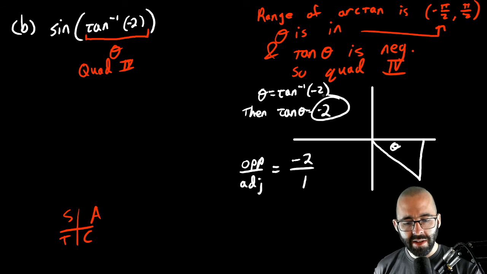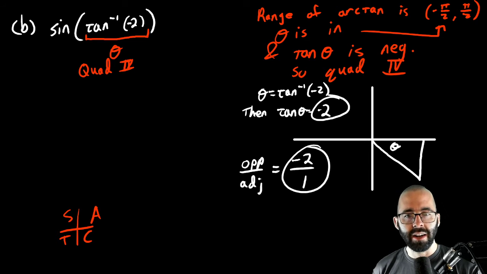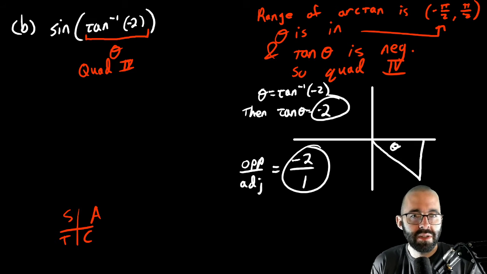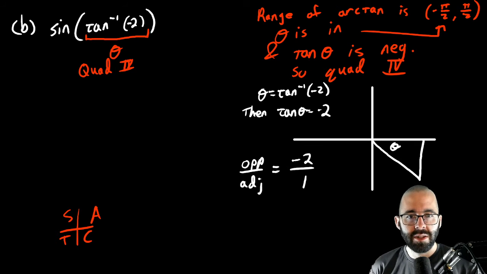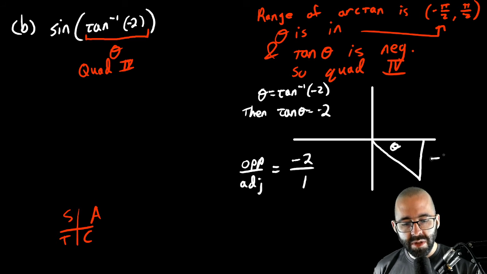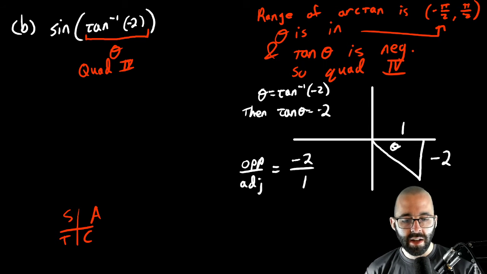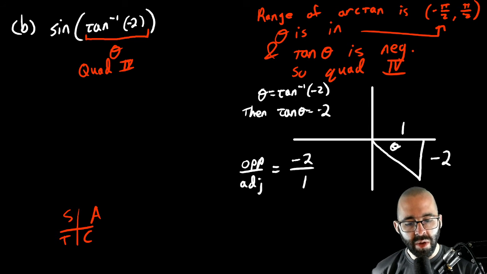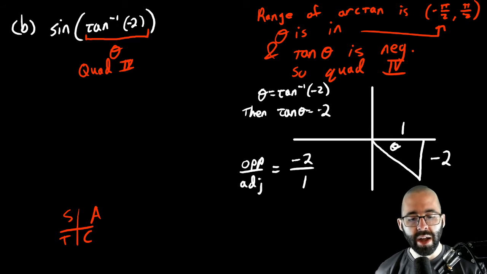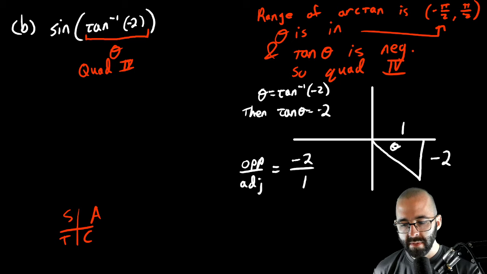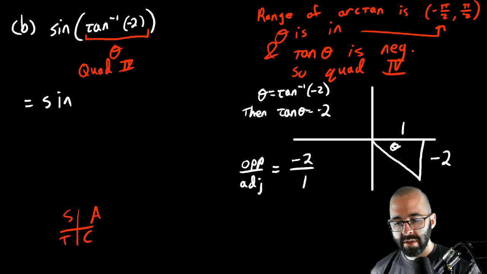If I want, I can write -2 like this, just to show that it is a ratio. -2 is the same as -2 divided by 1, so let's do that. So the opposite over the adjacent is -2 over 1. And we can think about this as a -2 if we think about this as the y coordinate. We're going down. We're going to have a negative y coordinate. And what we want to do is find the sine of this angle.